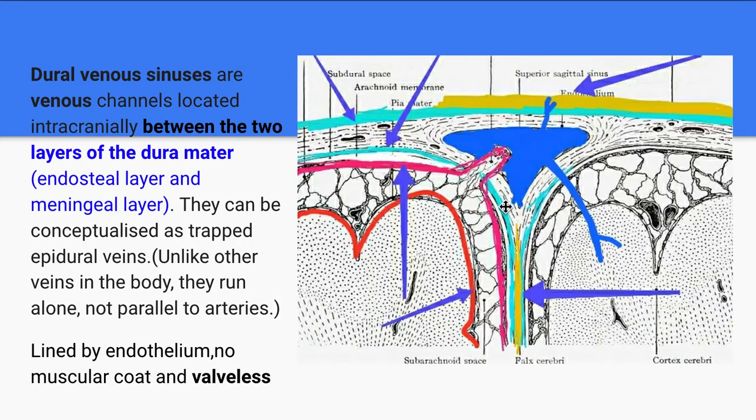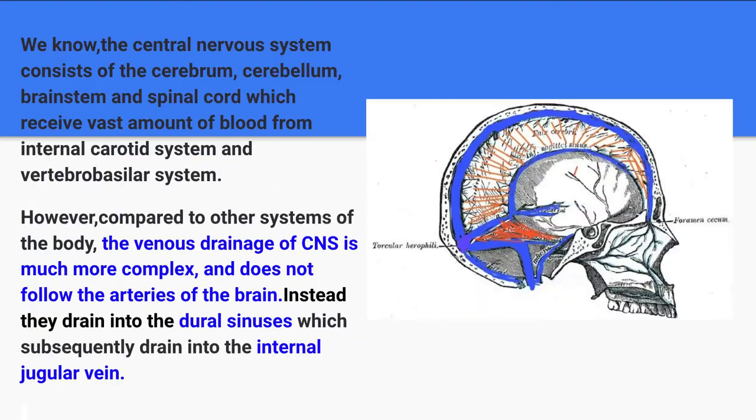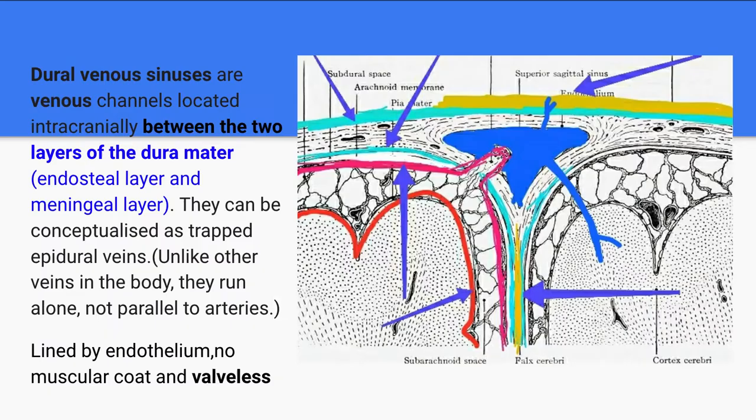The dural venous sinuses can be conceptualized as trapped epidural veins, and unlike the veins of the body, they run alone and not parallel to the arteries. These are lined by endothelium and they have no muscular coat and are valveless. Their function is to drain blood from the brain, meninges, orbit, internal ear, and diploe, and ultimately drain into the internal jugular veins in the neck. So, you can see the superior sagittal sinus, the inferior sagittal sinus, straight sinus, and transverse sinus, they're all draining into the internal jugular vein.